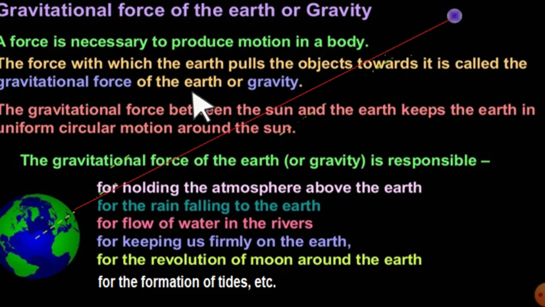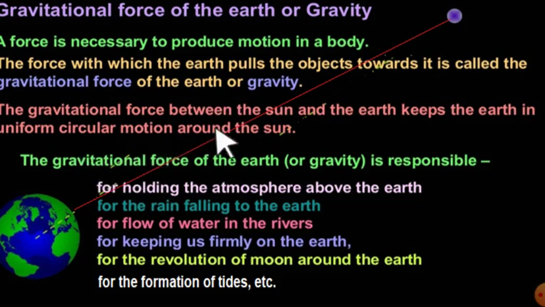Otherwise, if we mean another planet, then we don't say it like this, gravity of say Jupiter, gravity of Saturn. We do not say this conventionally. We will say gravitational force of Jupiter, gravitational force of Saturn. But if we say gravity, that specifically means the gravitational force of the earth.